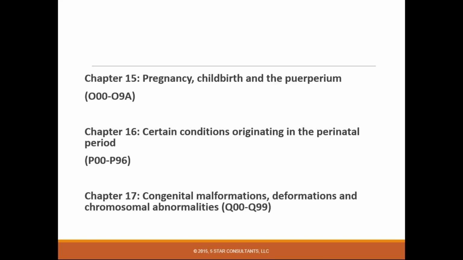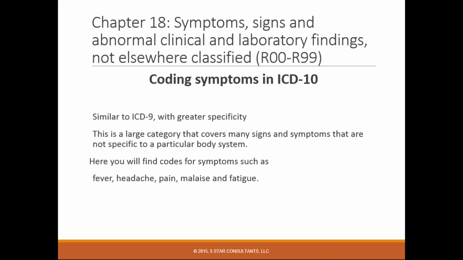Chapter 15, pregnancy, childbirth, puerperium. I'm not a maternal child nurse, as you can tell. 16 is conditions originating in the perinatal period. 17, congenital. 18 is our symptom chapter, basically R00 to R99. I've already given you lots of examples.